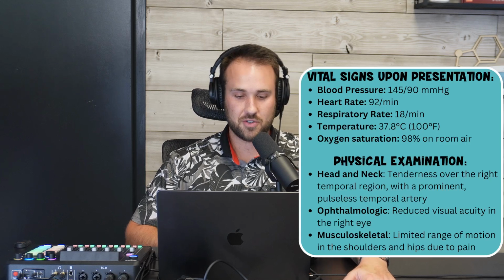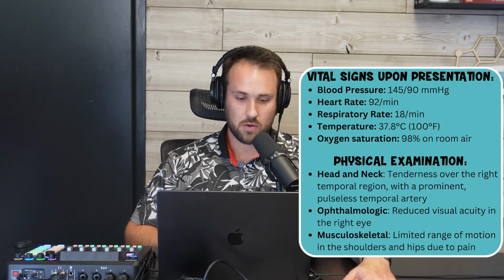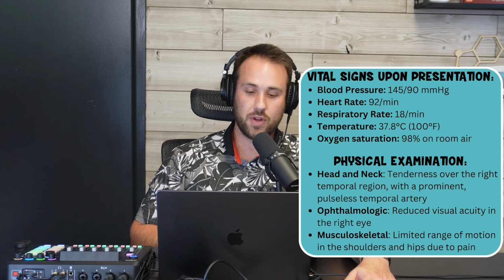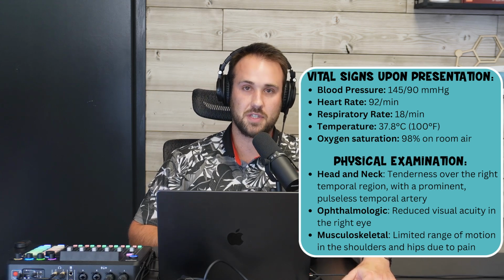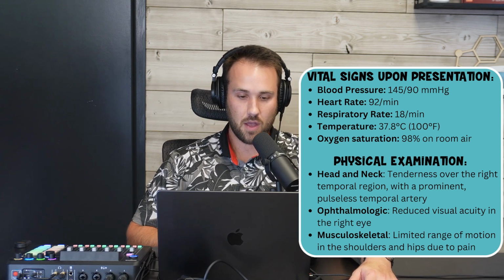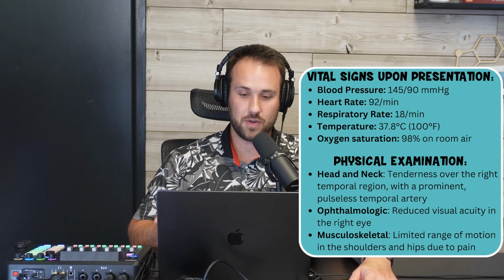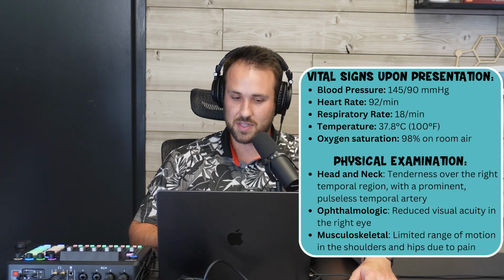Vitals: blood pressure is 145/90, heart rate is 92, respiratory rate is 18, temp is 37.8 Celsius, and her SpO2 is 98% on room air. On her exam, head and neck, there is tenderness over the right temporal region with a prominent pulseless temporal artery. Right away, Zach, what are you thinking? Potentially giant cell arteritis is what I'm looking at here.